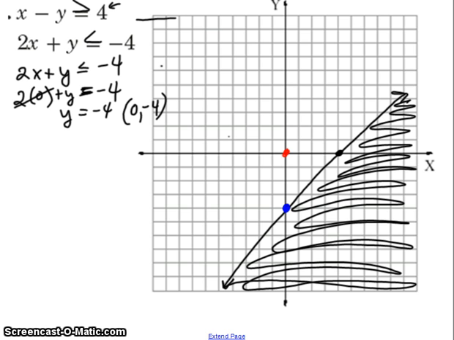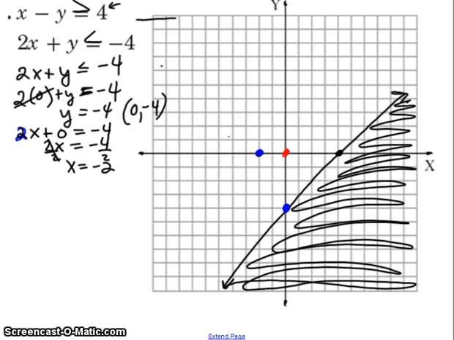Okay, now I'm going to find the x-intercept for this line. Plug in 0 for y. 2x plus 0 equals -4. 2x equals -4, and we get x equals -2. So we go to -2 on the x-axis. All right, and that's our second point. I wanted to make that blue, right? Okay, so we have our 2 points.